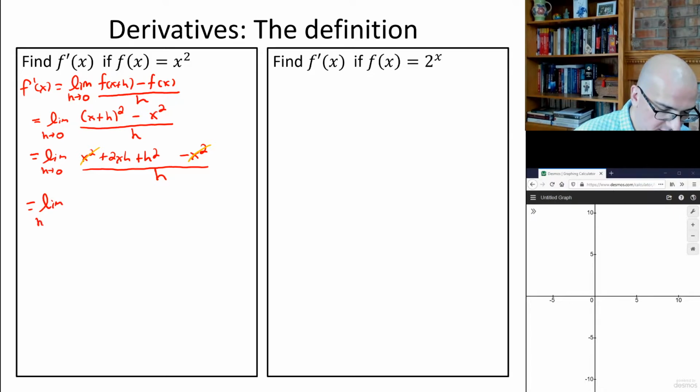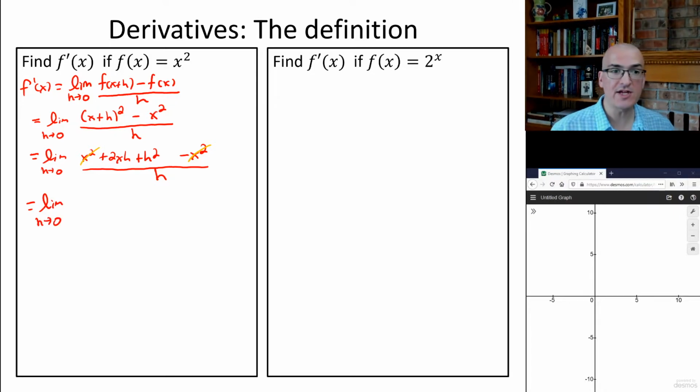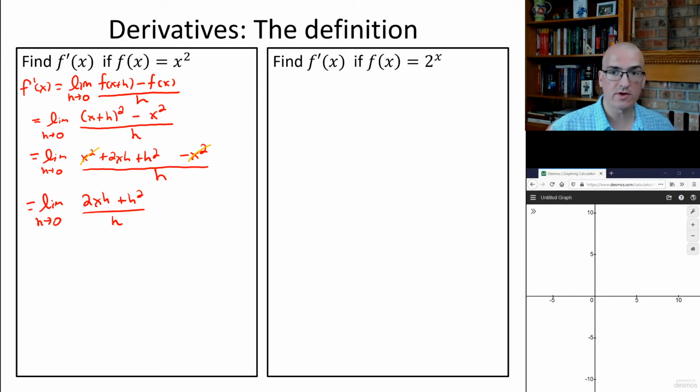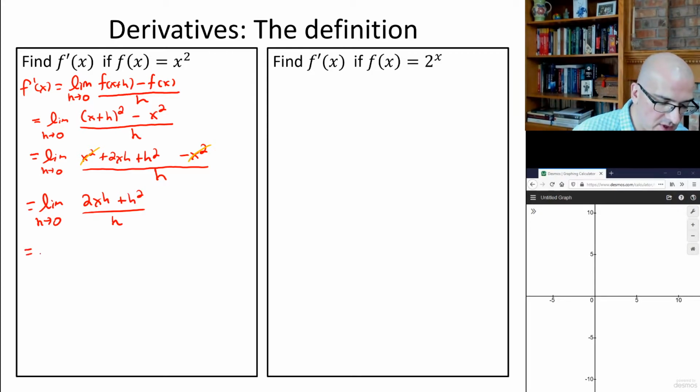So limit h approaches 0. We can't let h be 0 yet, because if you look what happens, 2xh plus h squared all over h. We have 0 on top and 0 on the bottom. So 0 over 0 is an indeterminate form. We have to do something. Unfortunately, the thing that we have to do here is just common factor. I common factor an h from the top, and I have 2x plus h all over h. And now we can cancel the h top and bottom.